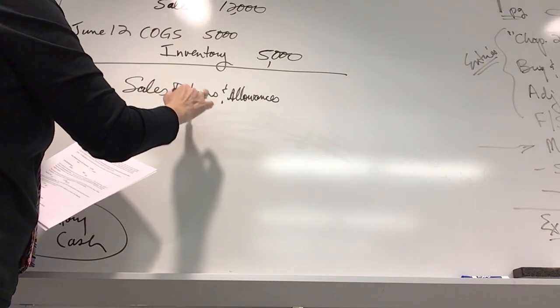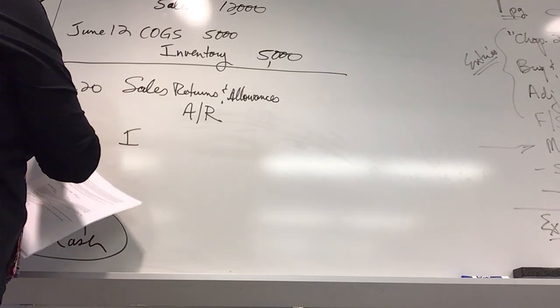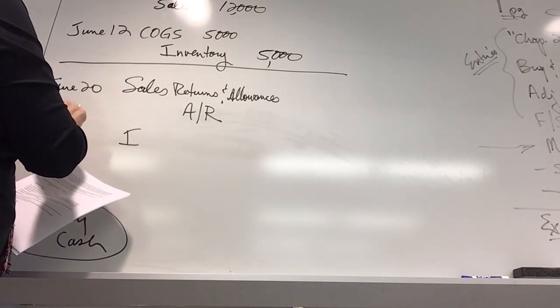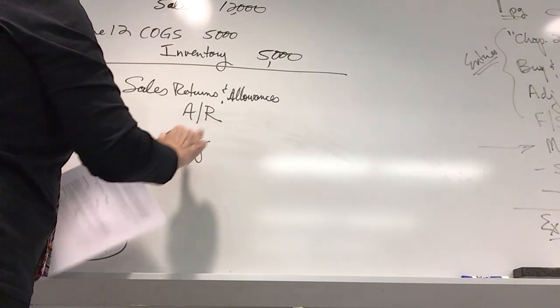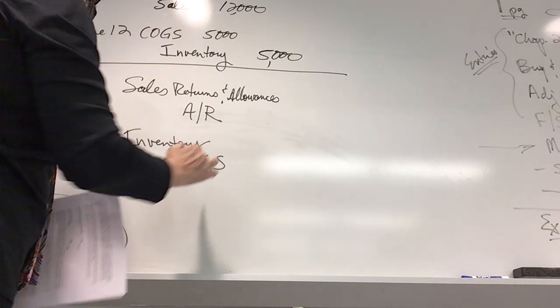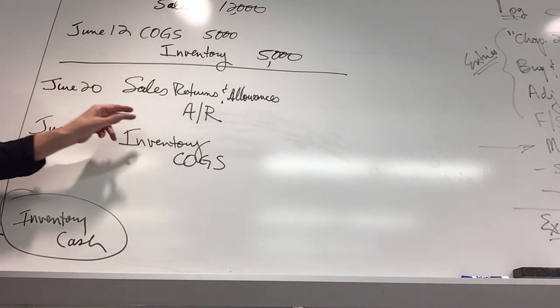Okay, but the rest is just flipped over. So the inventory came back, right? We got to do 2 entries at every sale and return. So the inventory came back. We've got to reduce the cost of goods sold. So everything else is just flipped over, okay? We're undoing part of the sale.